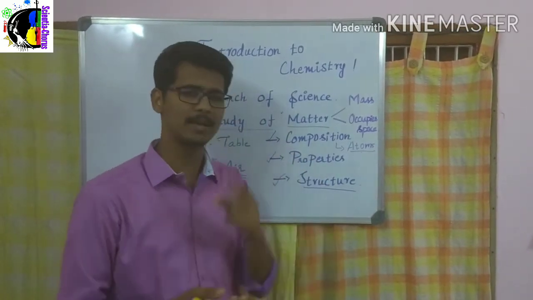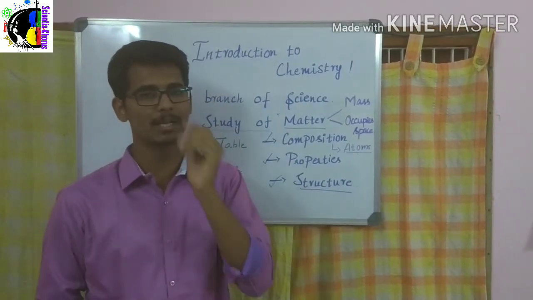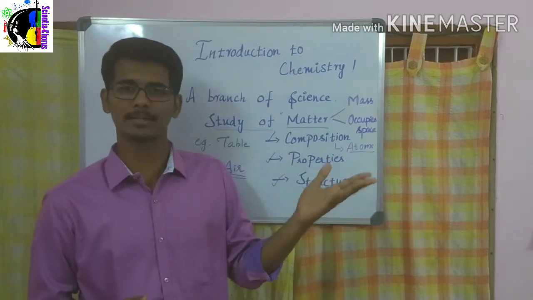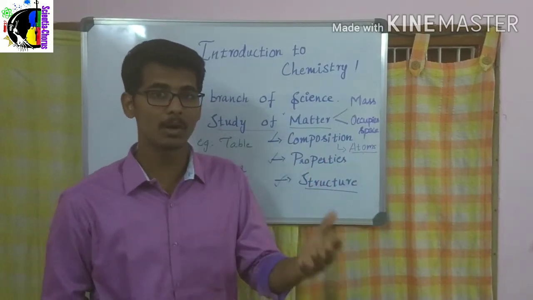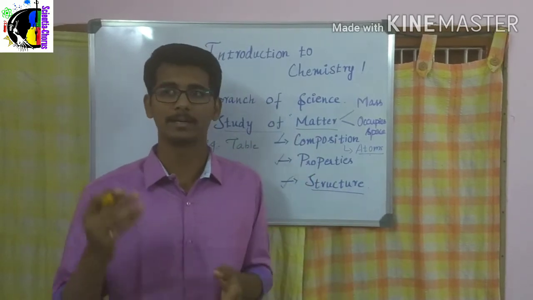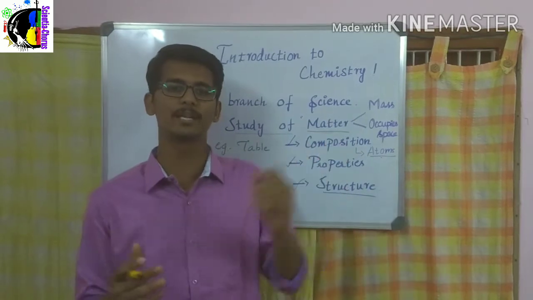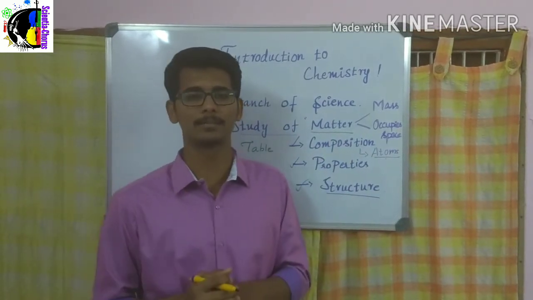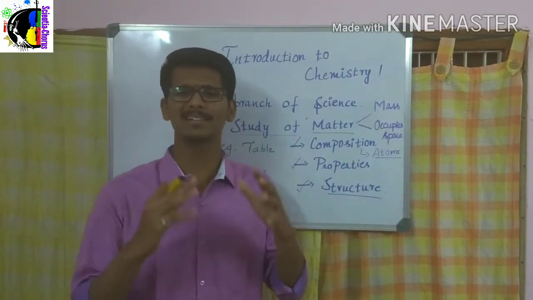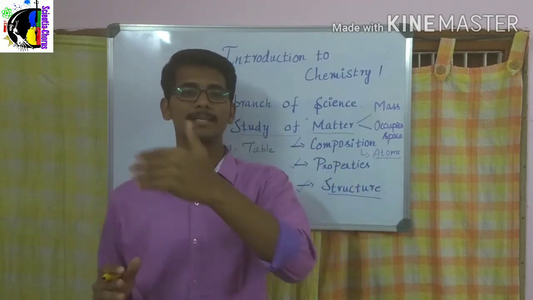Under these properties, we have two types. One is physical property, the other is chemical property. A physical property is something which we can observe and measure very easily. For example, appearance, texture, color, density, all these come under physical properties. A chemical property is a characteristic of a substance when it reacts with other substances.